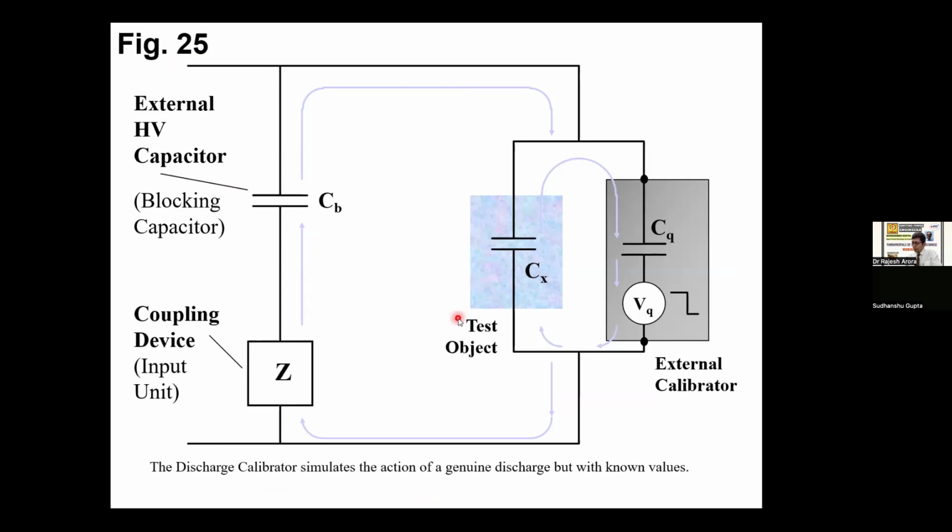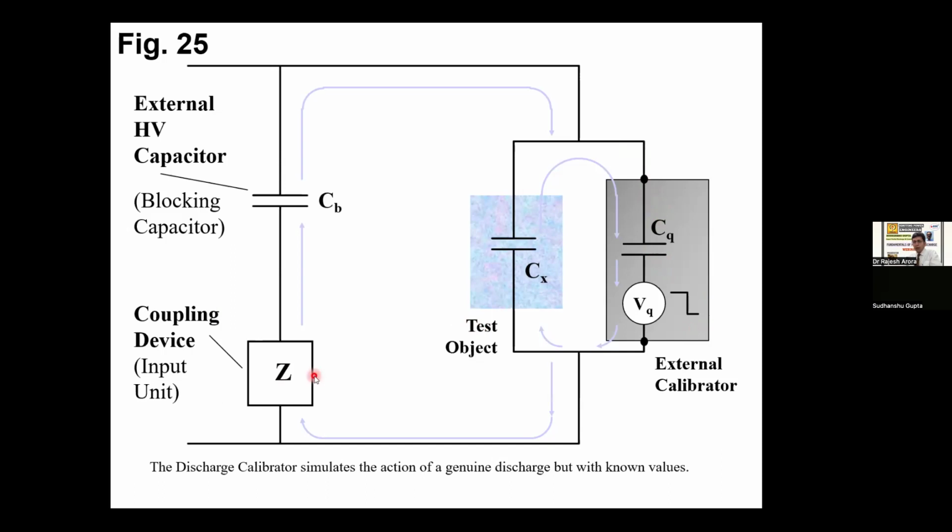In IEC 60270, we always have to calibrate the system. Calibrating the system means that once there is no voltage applied, you inject an external calibrator pulse so that you can know what the partial discharge level is.